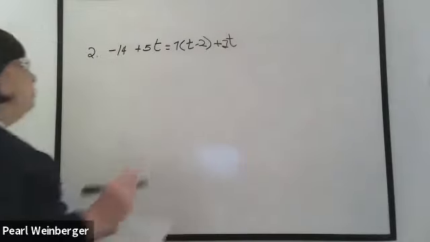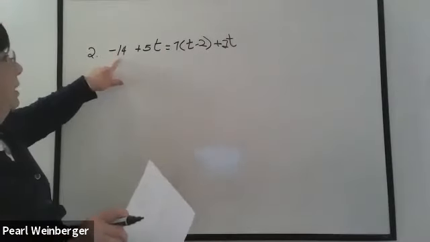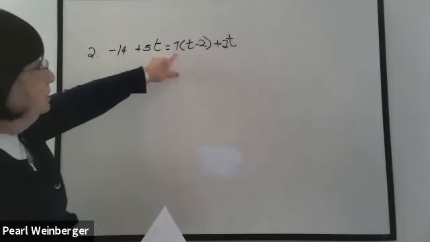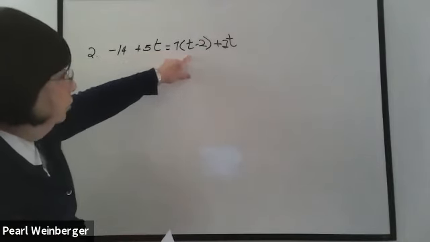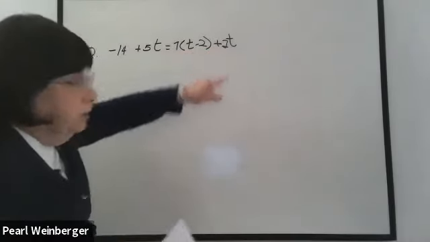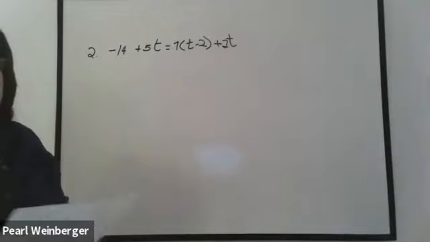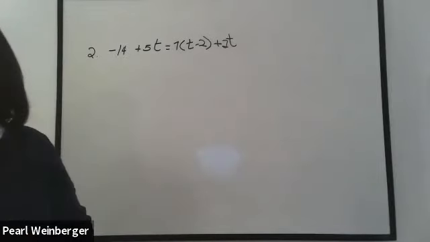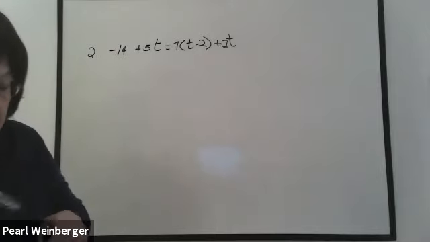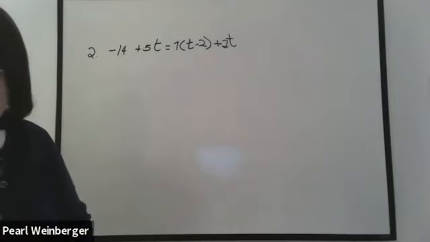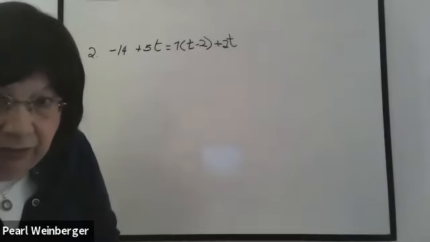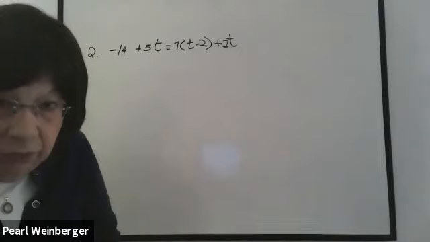Okay, I'll read you the problem. It's -14 plus 5t equals 7 times the quantity t minus 2, plus 2t. So this is a case in which you're going to have to remove parentheses and solve the equation. Okay, so I'm going to pause the recording right now. I'm going to give you time.